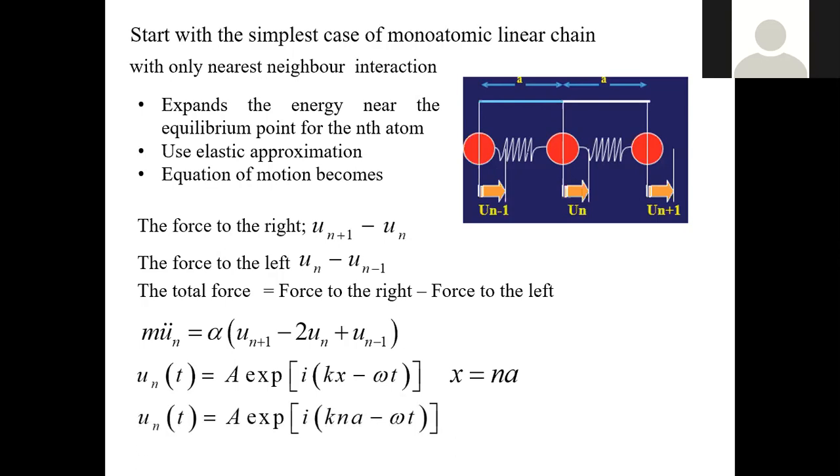Now, similarly, we can simplify this. It is simple from the first expression to the second expression. We put the value of x as na. So the same expression for the nth atom, the displacement of the nth atom from the equilibrium position.